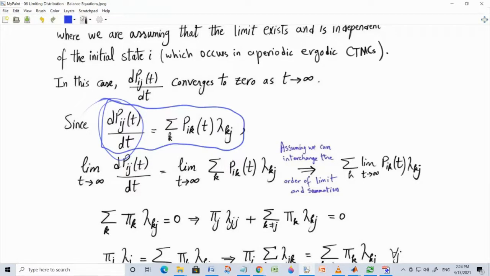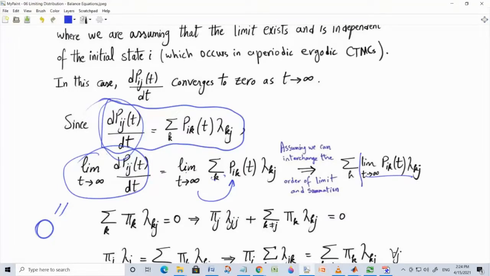So if you have a limit, this derivative term will be equal to 0, and then you have a limit of a summation, and let's assume that we can take the limit inside. This is guaranteed to be true if you have a finite state space. With a finite number of states you do not even need to justify it; it is basically the linearity of the limit. But if you have an infinite number of states, then this needs to be justified. We will not do this here. We will just take it for granted that we can take the limit inside.